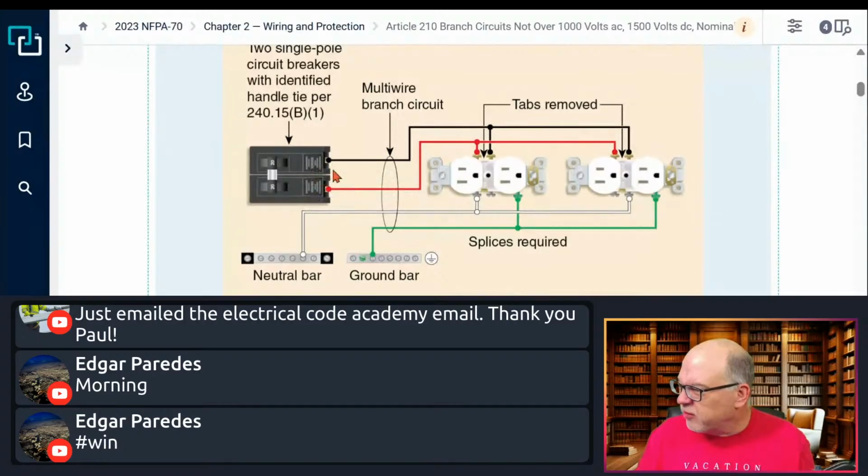Here's a multi-wire branch circuit. See, these tabs are removed, but not the neutral tab. That's not removed because it's sharing the neutral, right? So here you go. You've got this one, and this one here is one circuit, and this one here is the other circuit. And this is essentially what I did in those apartments.